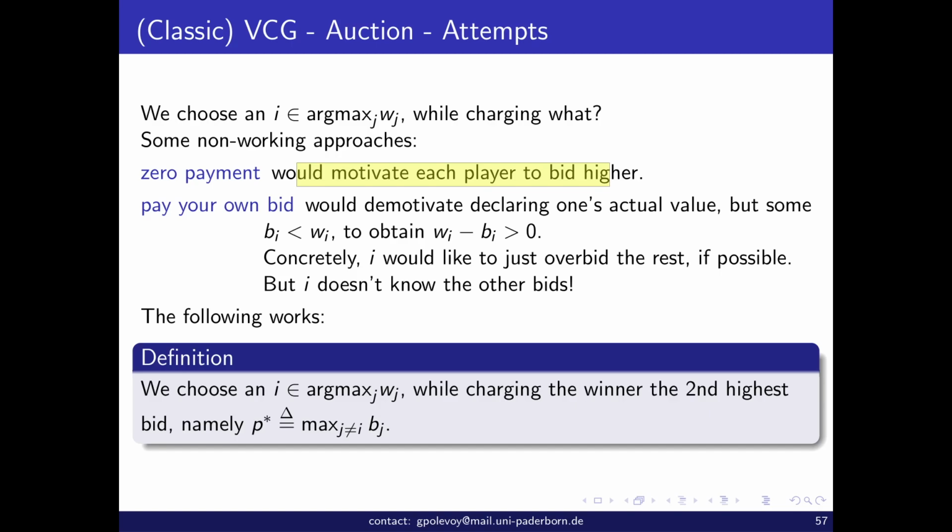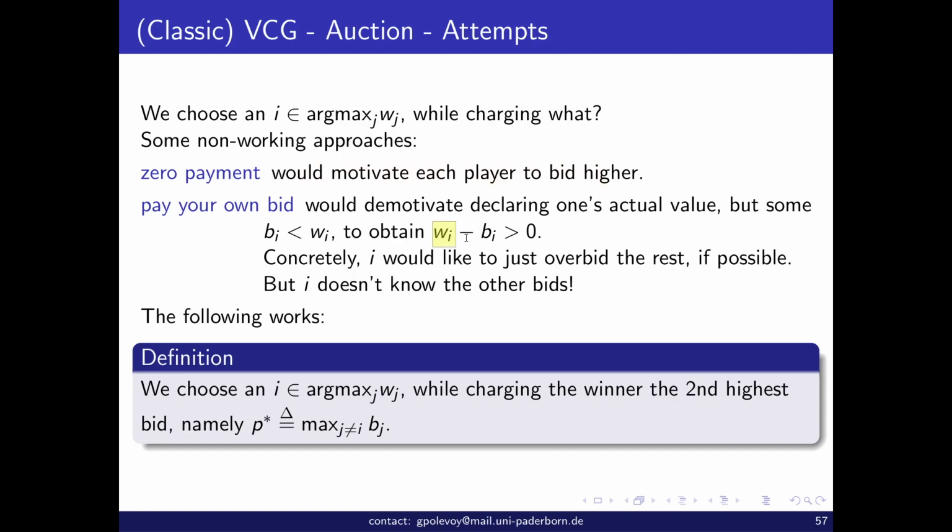Now, if you pay your own bid, which is often used in some auctions, that's also not a good idea, because it would demotivate declaring the actual value. For example, you would like to declare some bid bi which is strictly smaller than the actual value, because then what you will eventually get, if you win, will be the actual value.